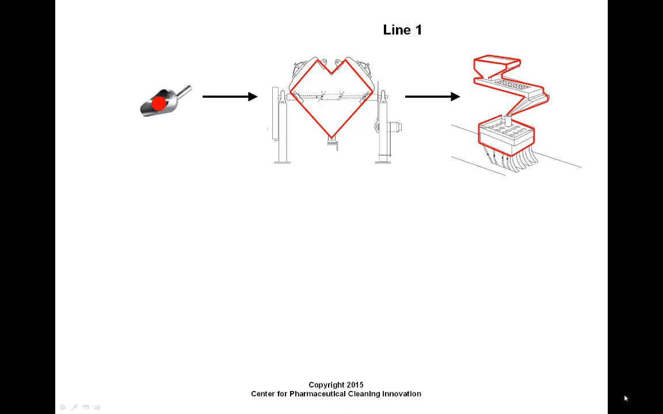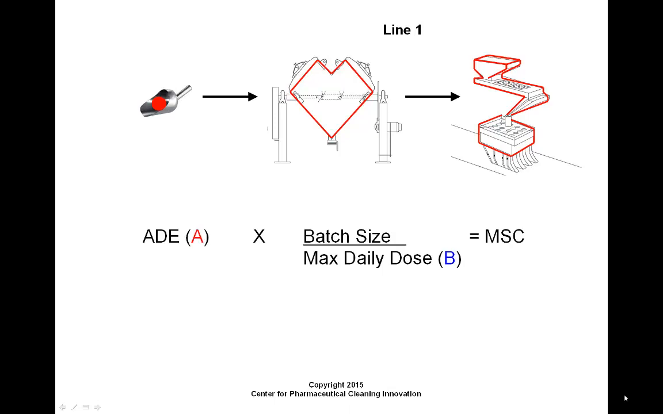Now we want to calculate limits for cleaning. So we would take the ADE of A, and we multiply that by the batch size divided by the maximum daily dose of some other product, B for instance, and that would give us the total number of doses in a batch, and multiplying those two together would give us our maximum safe carryover.